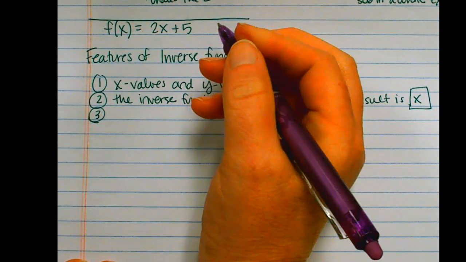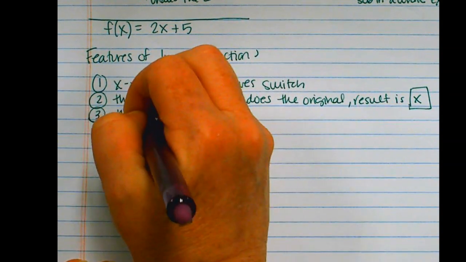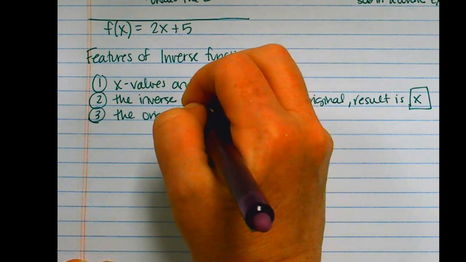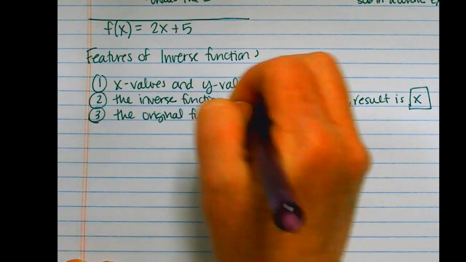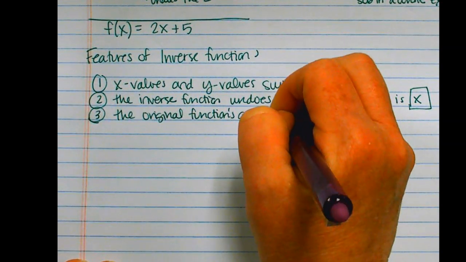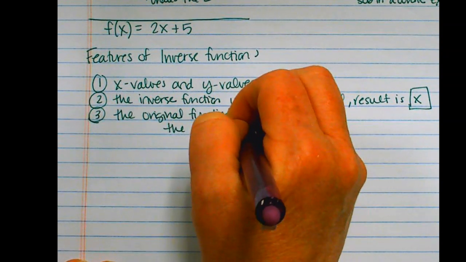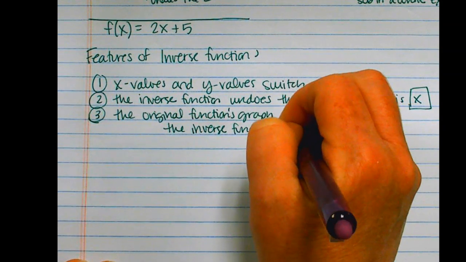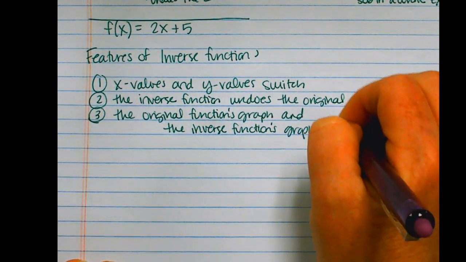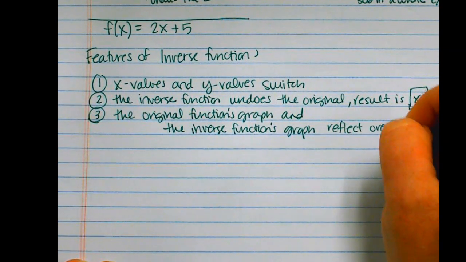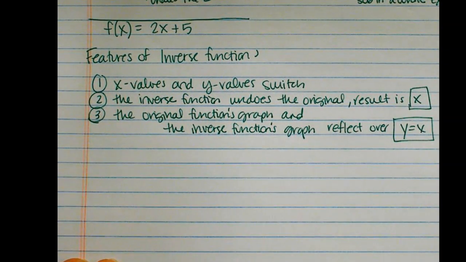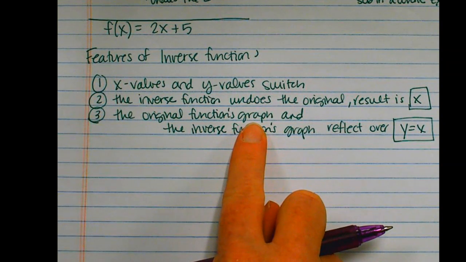Three. The original function's graph and the inverse function's graph reflect over y equals x. Now I'm just trying to put this in kind of a very succinct list first, and then we'll go through these examples. So we'll be able to look at the graphs and see if they're inverses or not.